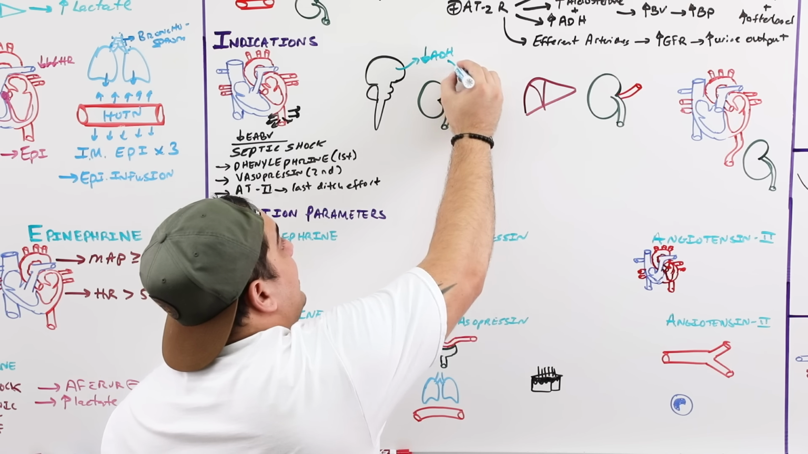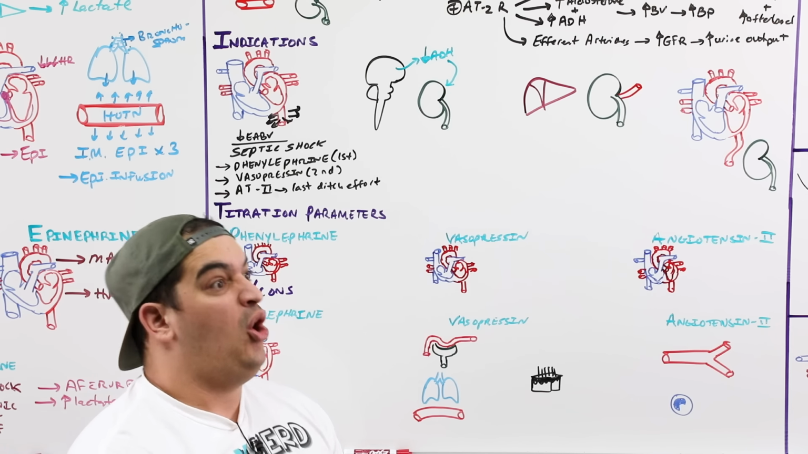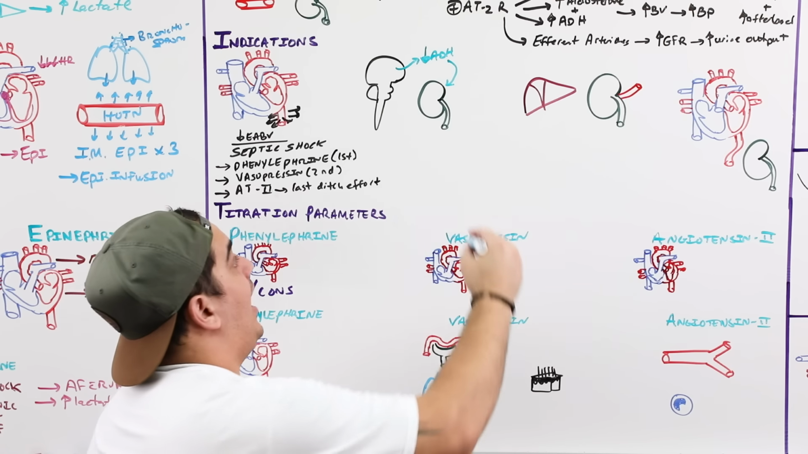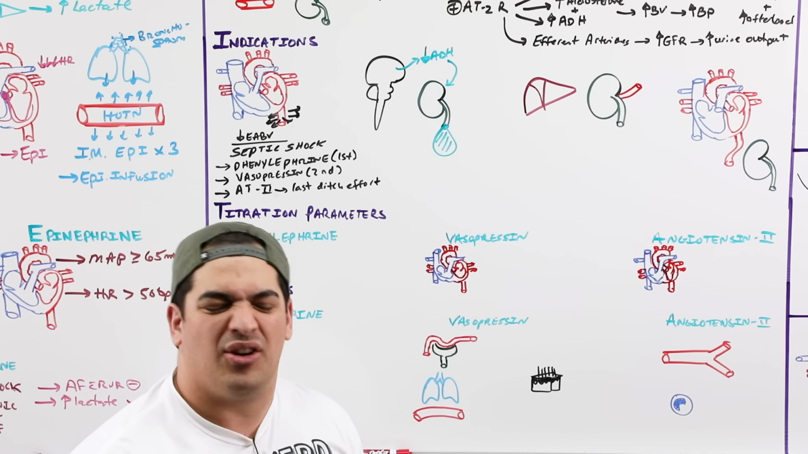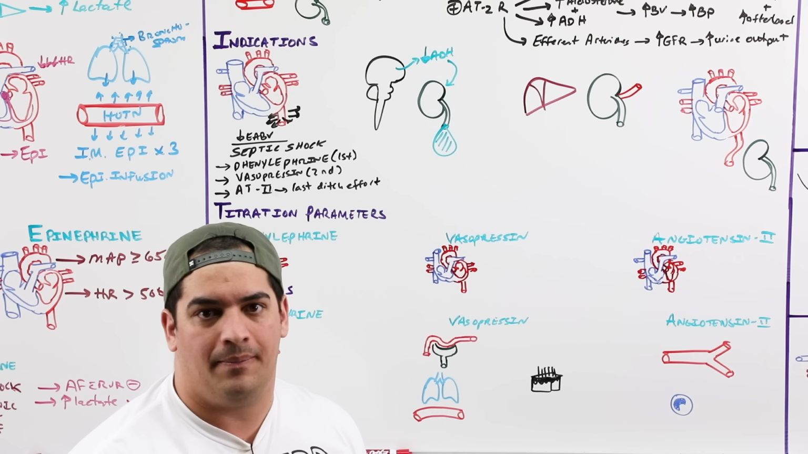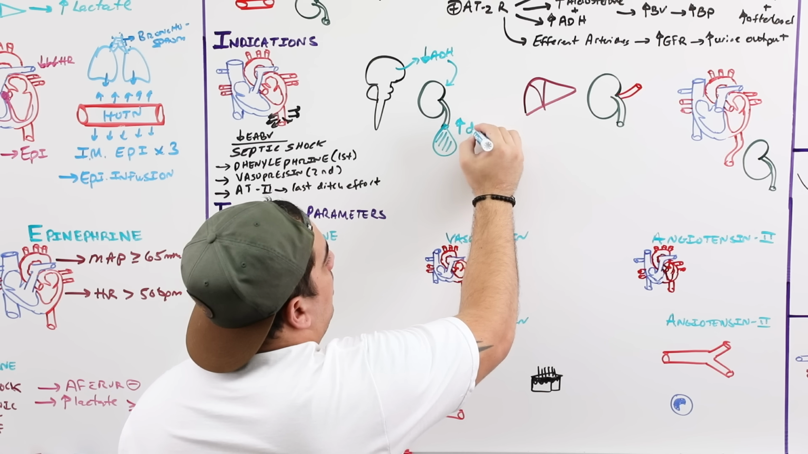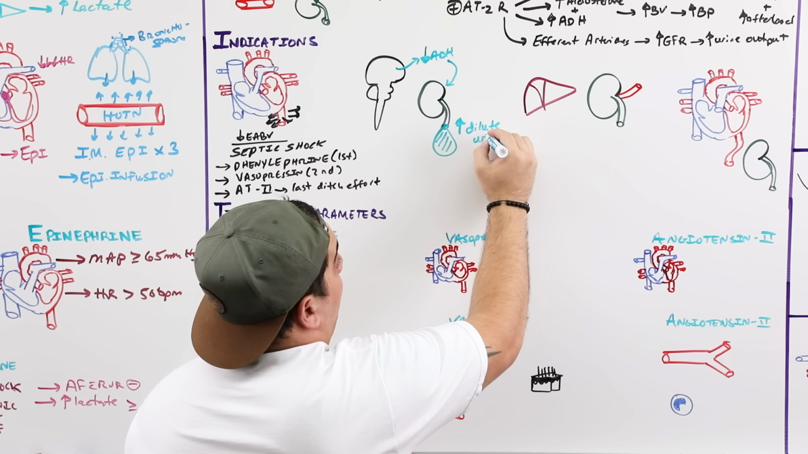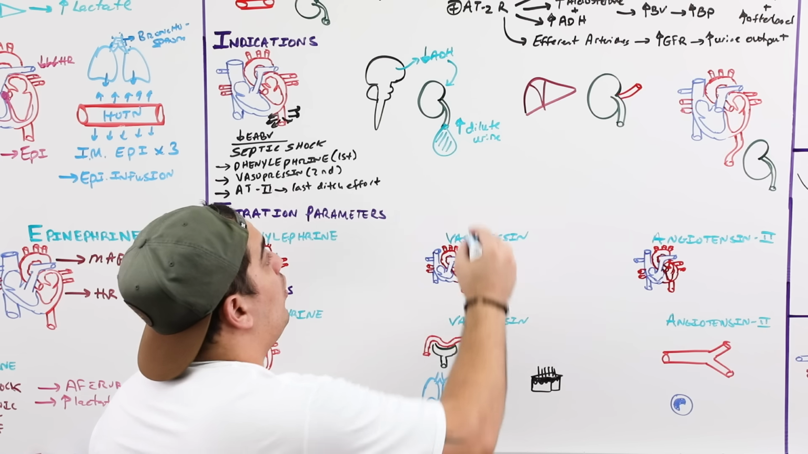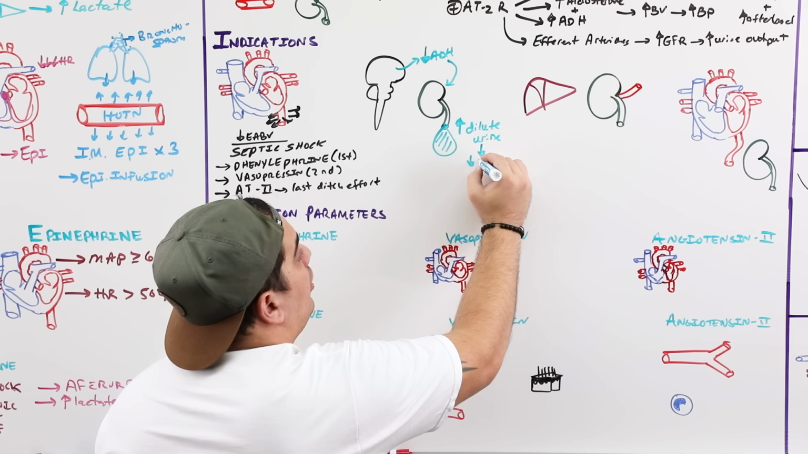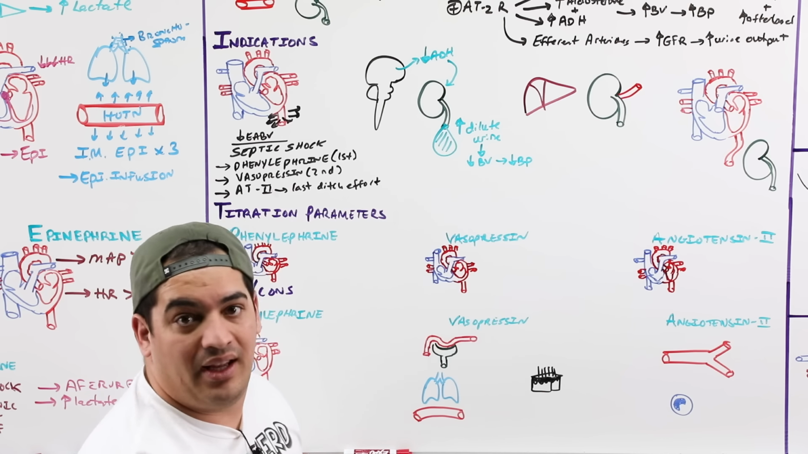If it stops releasing ADH, now your kidneys don't hold on to any water. It just says, well, see ya, and lets the floodgates open. All of this urine just starts pouring out, tons and tons of dilute urine, almost like a liter an hour. You're going to effectively lower your blood volume significantly and lower your blood pressure significantly.